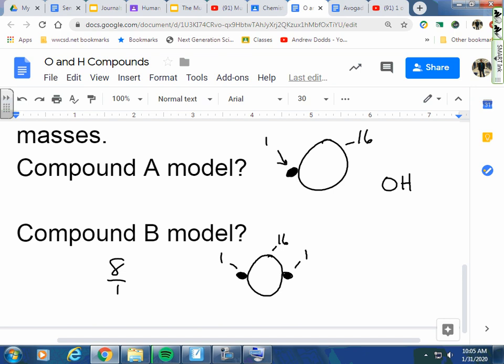What would the formula of this be? H, there are 2 of them. O, there's 1 of them. Ever seen that before? Water.